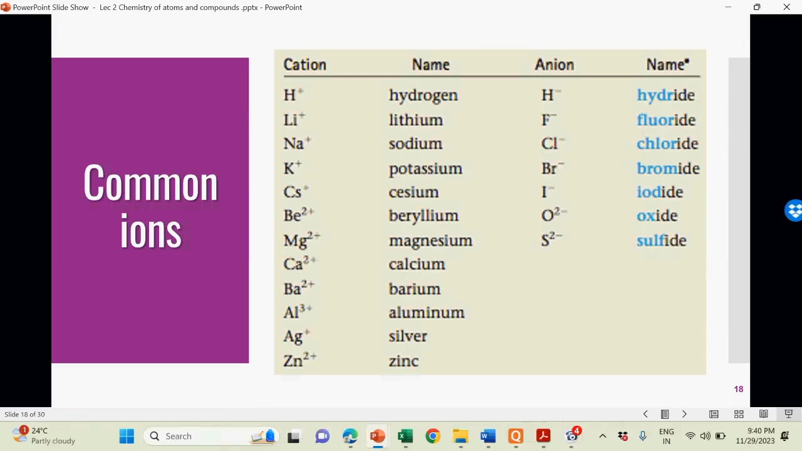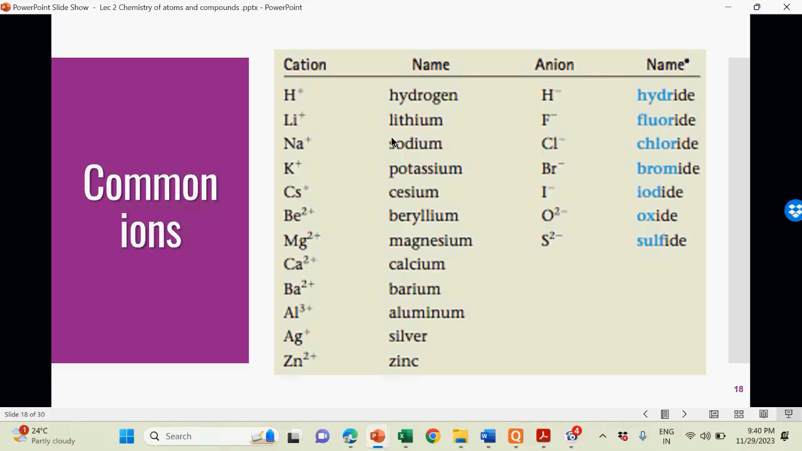The common ions are, as you know, divided either into positive ions, the cations, or negative ions, the anions. Okay, the cations are hydrogen, lithium, sodium, potassium, cesium, beryllium, magnesium, calcium, barium, aluminum, silver, and zinc. These are just examples, not all the cations.